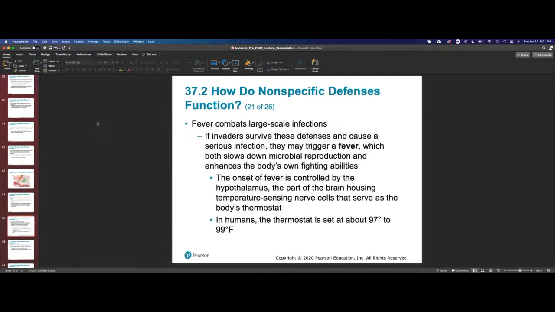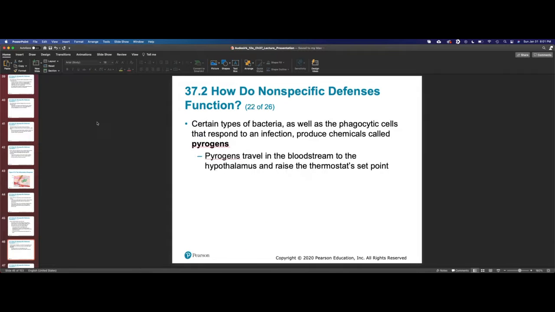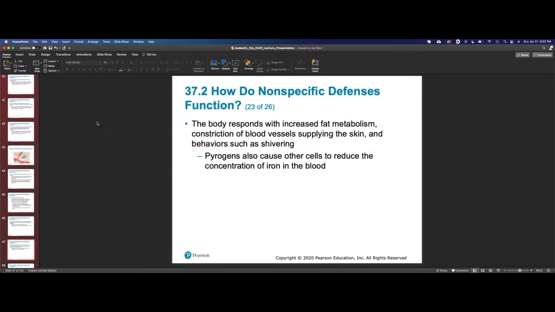So in order to actually accomplish that, again, your thermostat, which is controlled by your hypothalamus, a portion of your brain, not to be confused with the thymus, which we'll talk about a little later. And in order to raise this temperature, there's the induction of pyrogens, which, everything in your body is done through communication through chemicals that are released. So this is just one additional one.